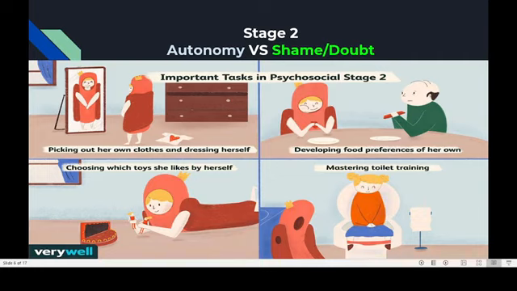Stage 2 is autonomy versus shame or doubt. This occurs during the early stage of childhood, where you can see that some freedom is given by the parents to select their own clothes, select their toys, have food preferences and also proper toilet training. When freedom is given by the mother or caretaker, it leads to autonomy. In case of any negative comment being made, it leads to shame and doubt.